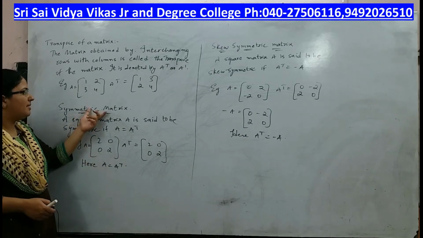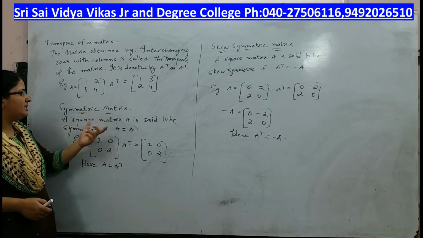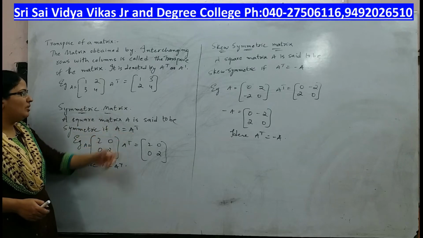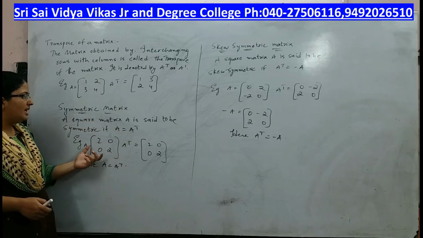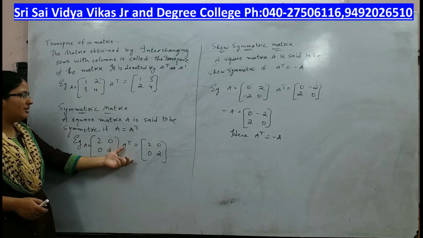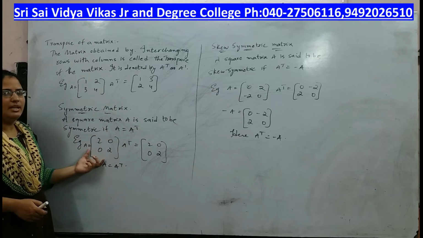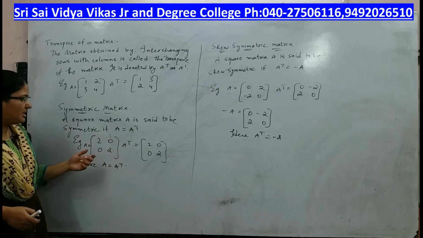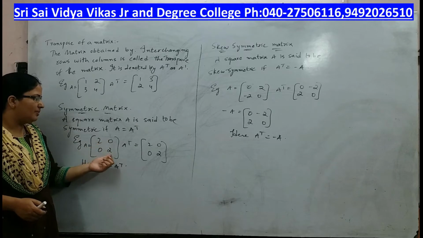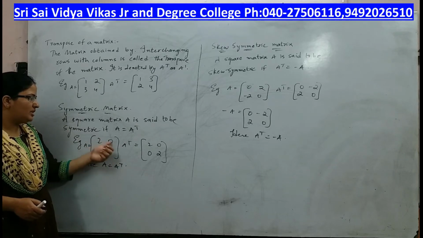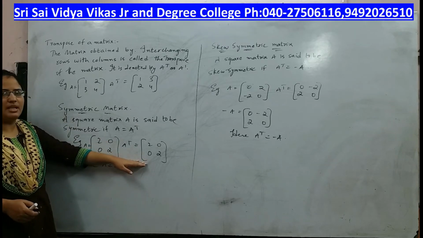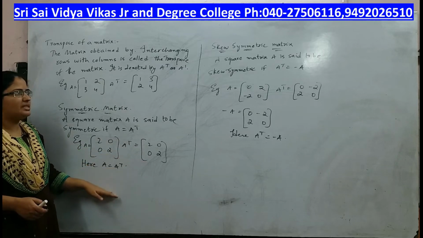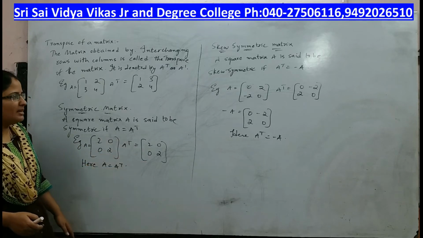Next you have symmetric matrix. A square matrix A is said to be symmetric if A is equal to A transpose. That is, if you transpose a given matrix and you get back the same matrix again, then it is called a symmetric matrix. For example, you have 2, 0, 0, 2. Transpose it, you have 2, 0, 0, 2. Again you are getting back the same matrix. Such type of matrices are called symmetric matrices.